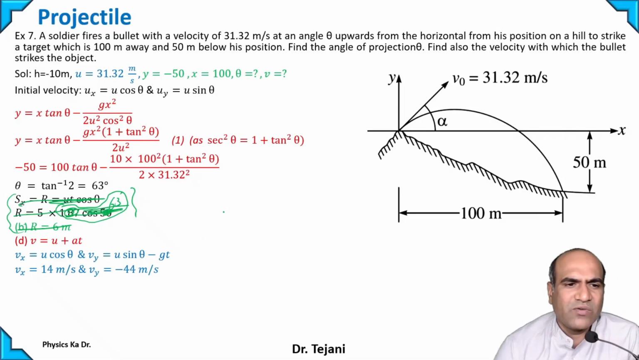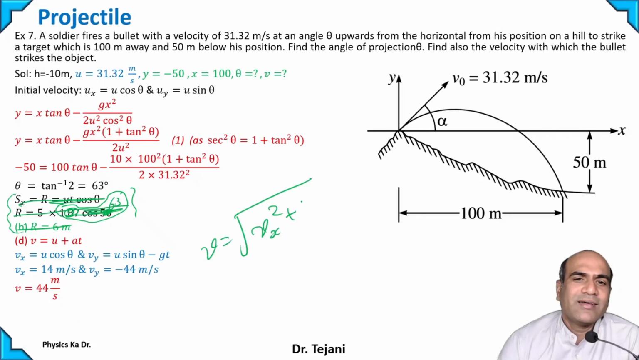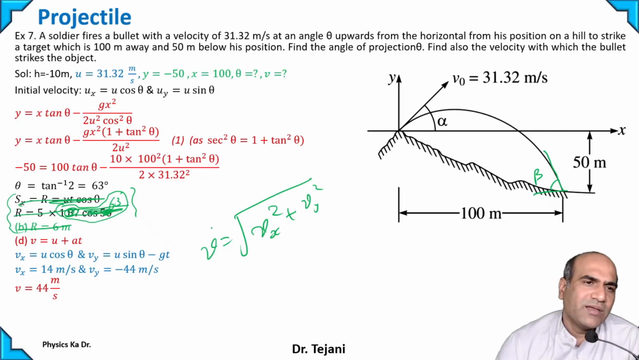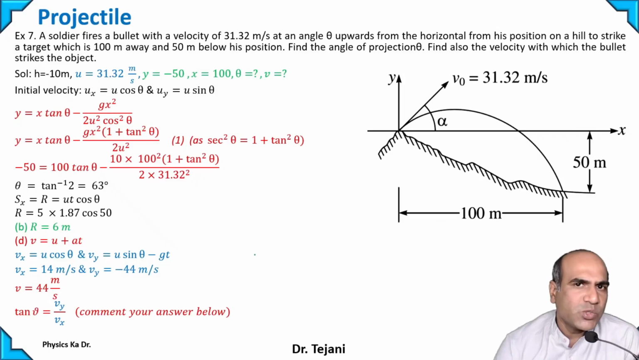By putting these values, you can have Vx is equal to 14 meters per second, Vy is equal to minus 44 meters per second, and you can take V is equal to the square root of Vx square plus Vy square, and you get V is equal to 44 meters per second. You can also find the angle of strike, this angle with the horizontal, call it alpha, beta, whatever. That is also possible, so comment your answer. tan theta is equal to Vy by Vx, and you can find this angle also.